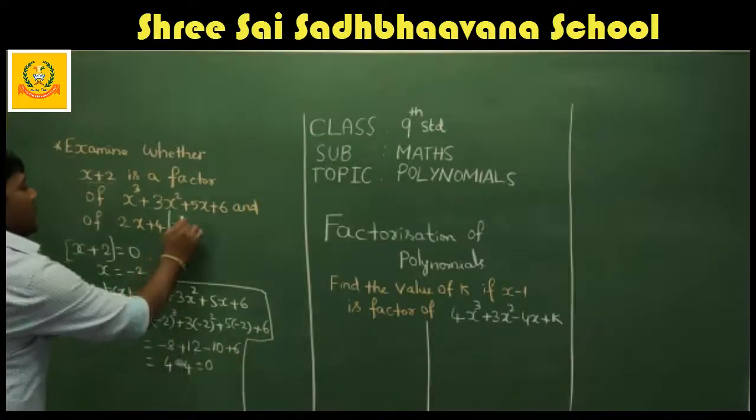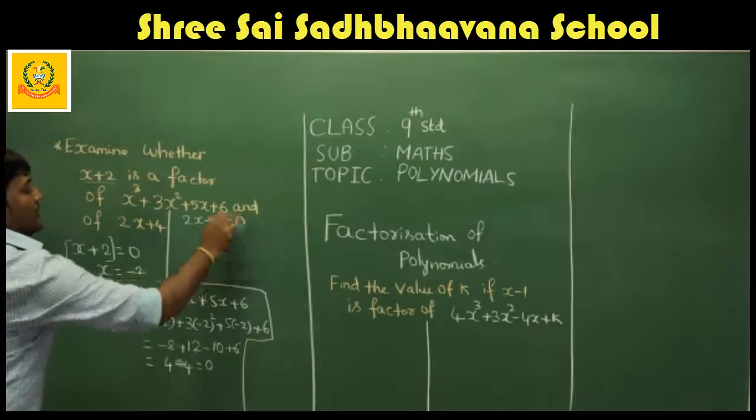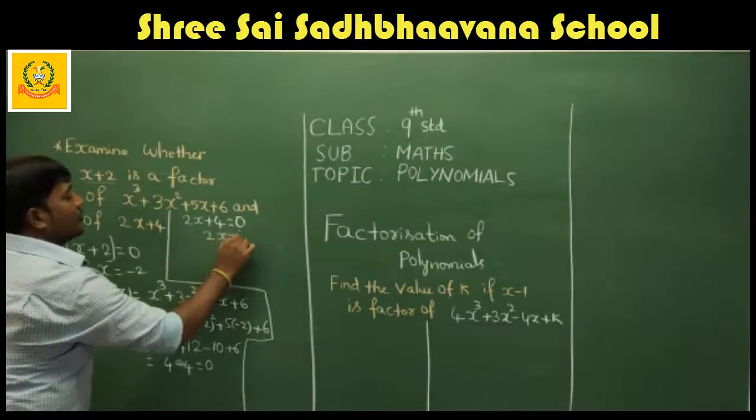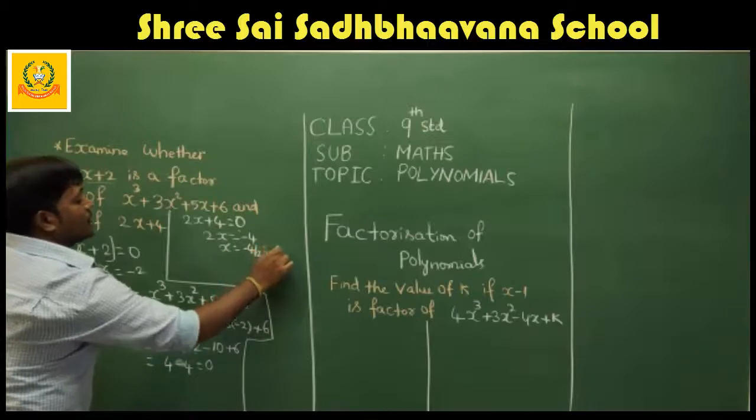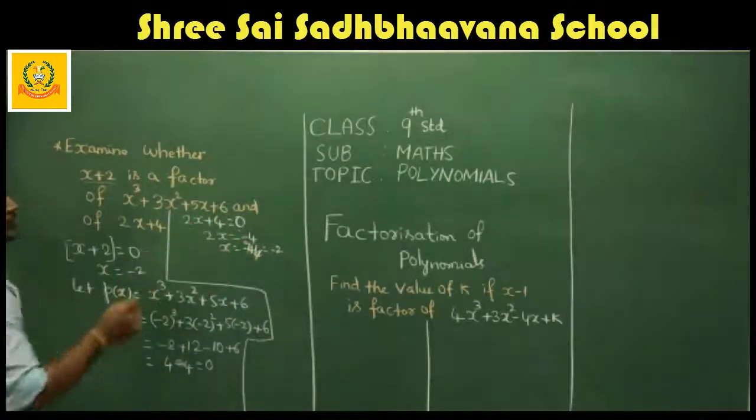Okay. First step, you have to equate 2x plus 4 equal to 0. Correct? When you equate 2x plus 4 equal to 0, you will get 2x is equal to minus 4. x is equal to minus 4 by 2, which is minus 2. Correct? 2 ones are 2, 2 twos are 4.